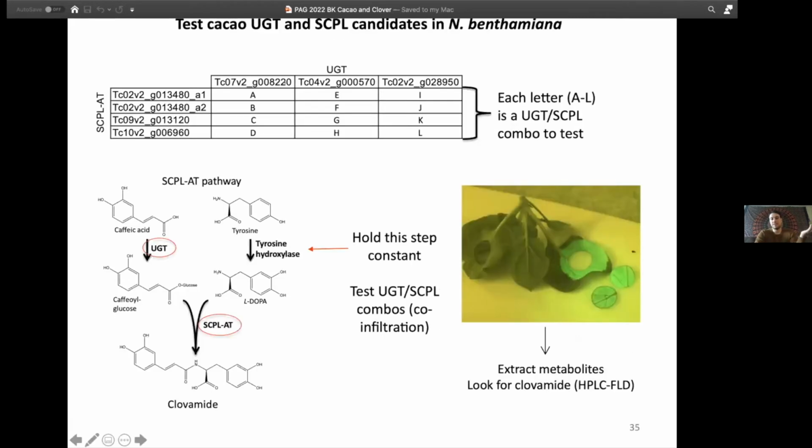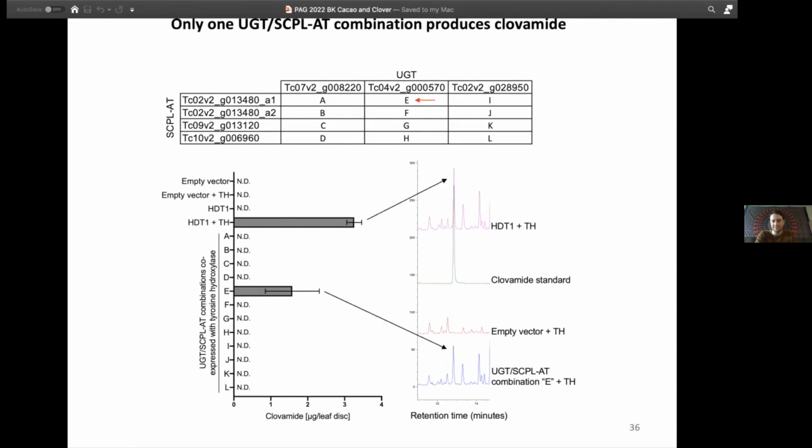So I have 3 UGT candidates and I have 3 SCPL candidates. One of them had 2 pretty distinct alleles, so I kept track of both of them. I cloned the cDNAs and put them in overexpression vectors. I did a combinatorial approach, co-expressing a UGT with an SCPL, and did combinations A through L. I expressed them in Nicotiana benthamiana with this GFP marker gene. Then I punched out leaf discs where the marker gene was expressing, extracted metabolites, and looked for clovamide formation. And luckily, one of the combinations, combination E, formed clovamide.